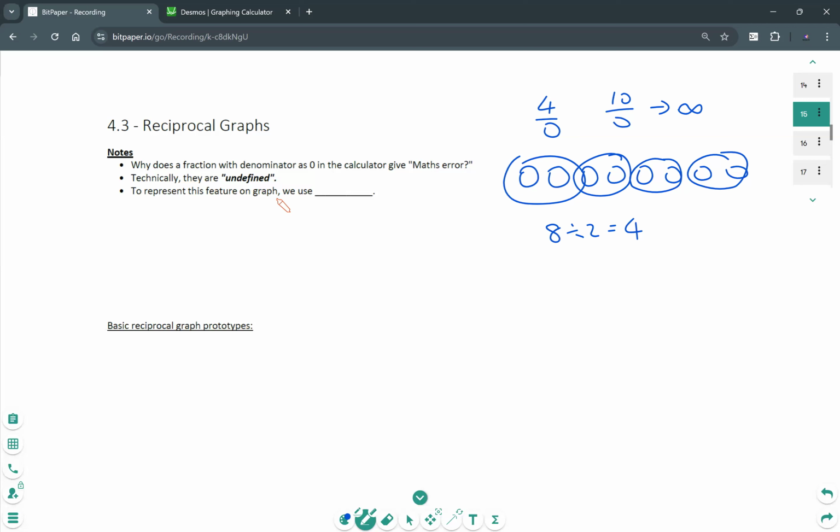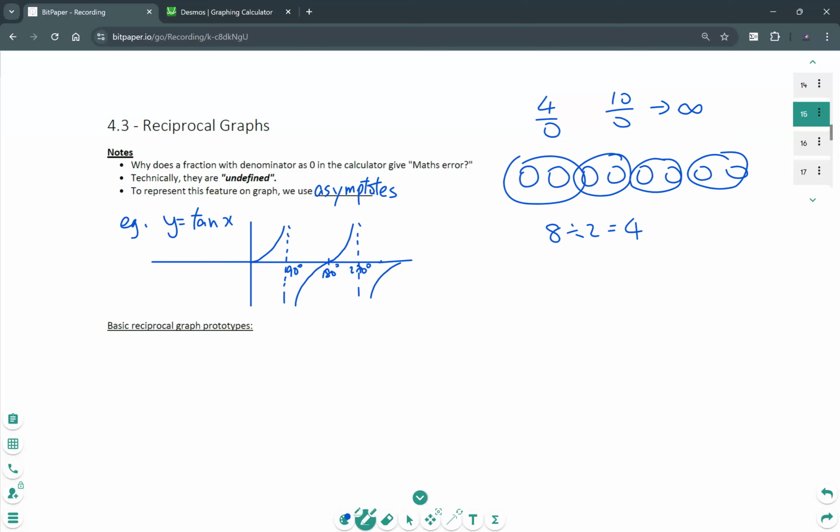So to present this feature on the graph, when we have a maths error, how do we present it? We use what we call asymptotes. Now, one classical example that you've learned so far in GCSE is the graph of tan x. So if you've got the y equals tan x graph, do you remember how to draw a tan x graph? In GCSE, you've learned how to draw the tan x graph like this, right? That's 90 degrees, and then go from here to here, and that's 270 degrees, and this is 180 degrees, and then this is 360 degrees.